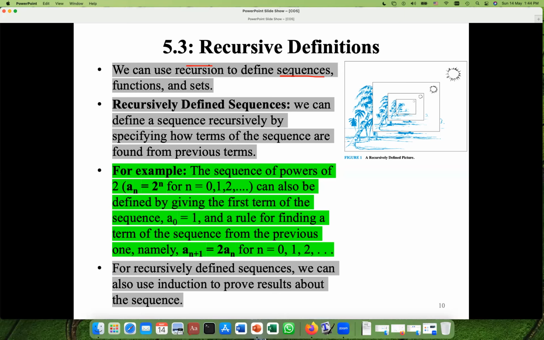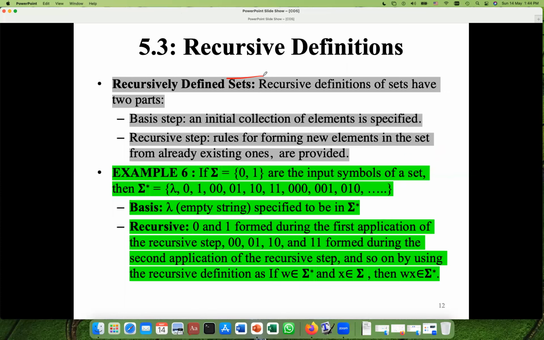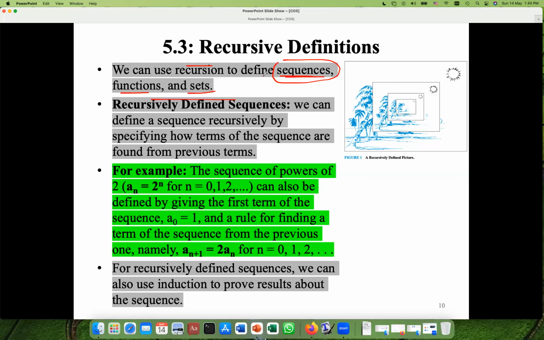So recursion can be used for sequences, for functions, or for sets. So now we are going with the first definition, recursively defined sequences. We are going with the sequences first, and then we will go with the functions, and then we will go with the sets with one example only. I'm not giving too many examples because this is quite easy. Just to give you an idea of how you can define something recursively. Something will be given to you, and if I ask to give a recursive definition for that thing, then how you have to think. So this is the concept I'm giving.